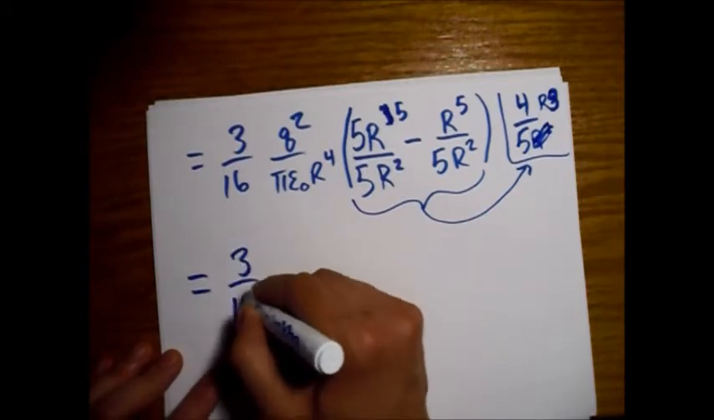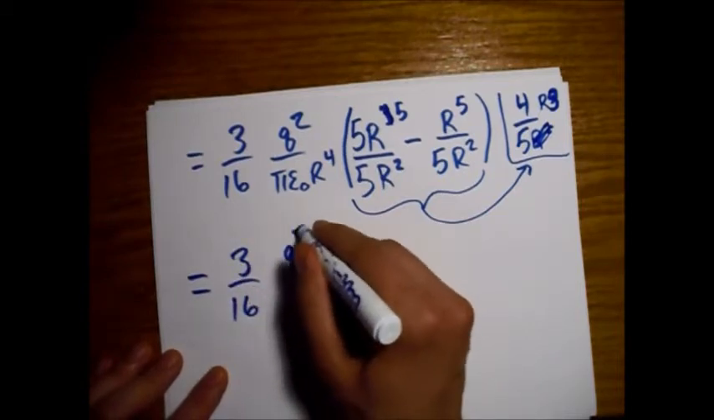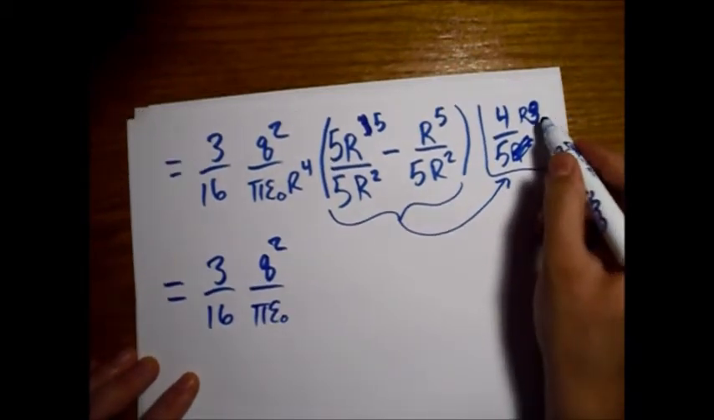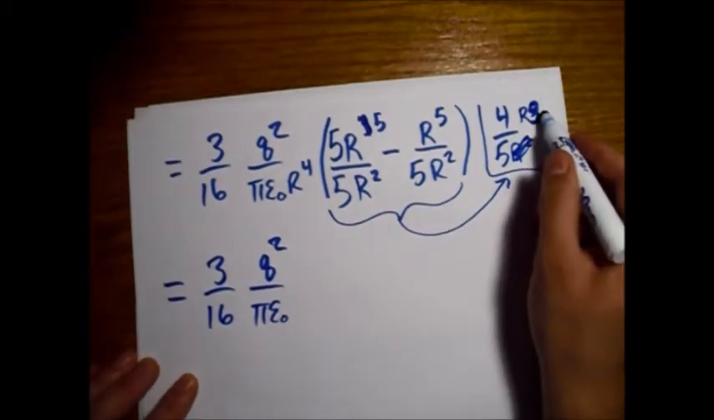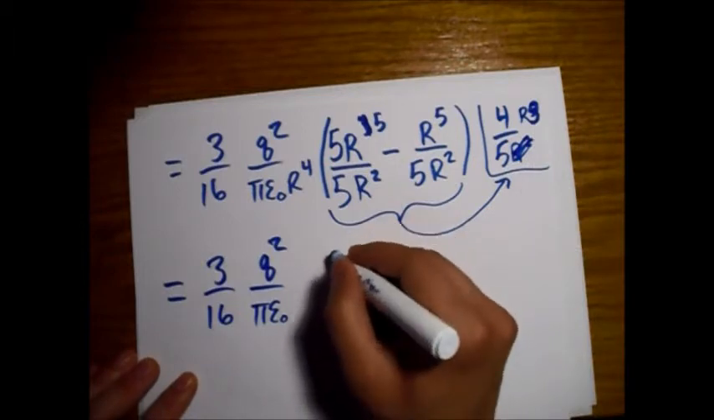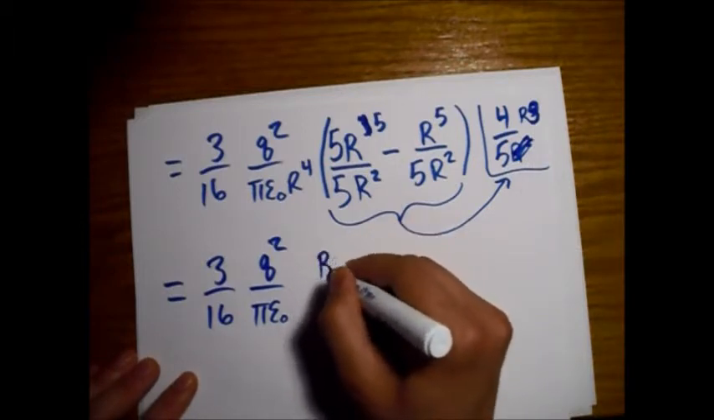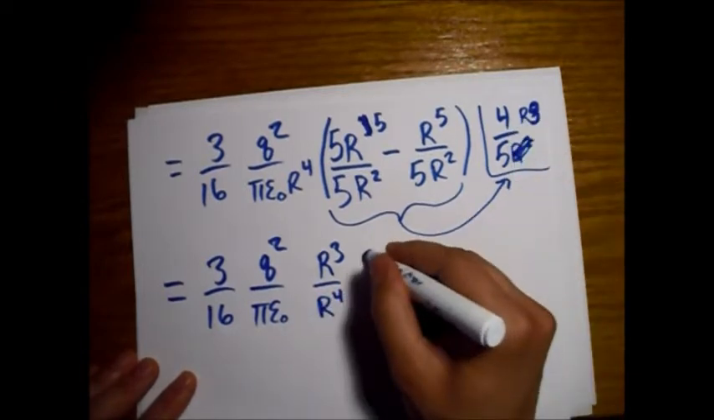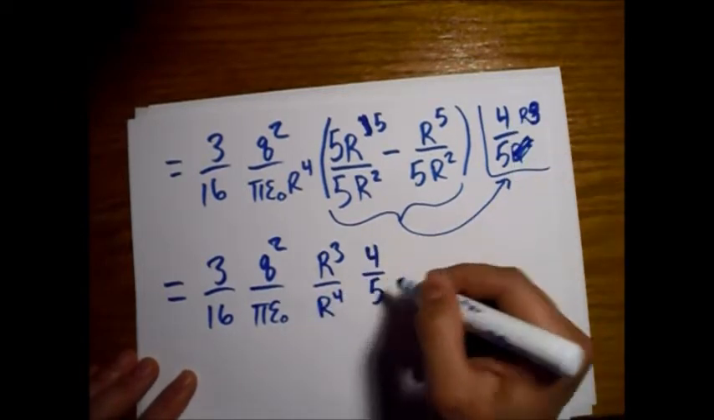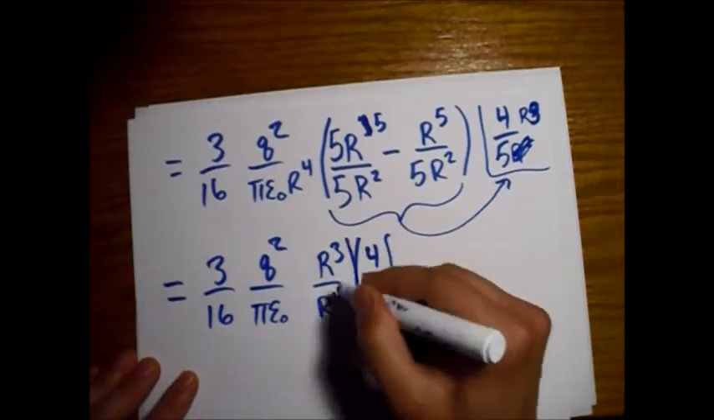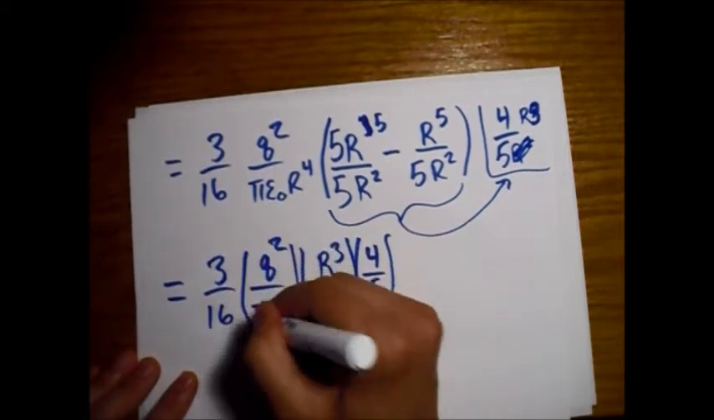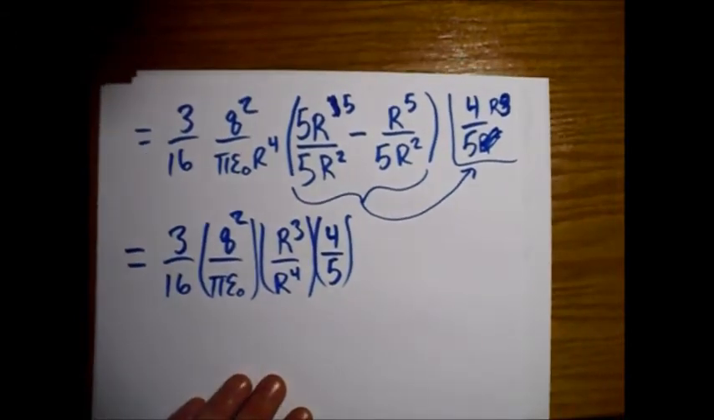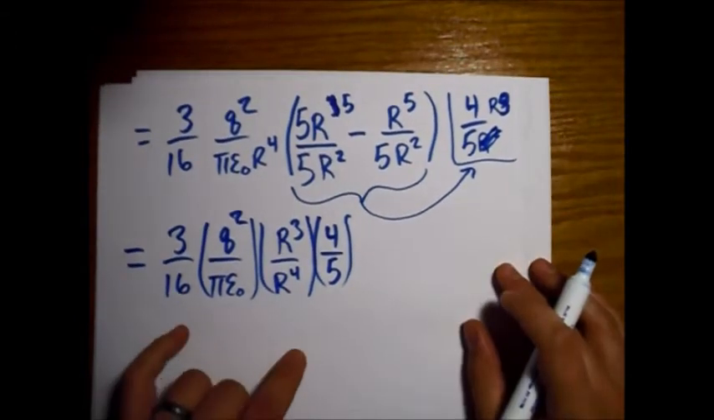So 3 over 16 q squared pi epsilon naught. All right, so this was, what was it again? It was an r cubed on the top. All right, r cubed over r to the 4th. And then we have this 4/5 out here. All right, so I think I have all the pieces here. You can rewind the video if it gets too messy, and hopefully I've at least said it clearly.